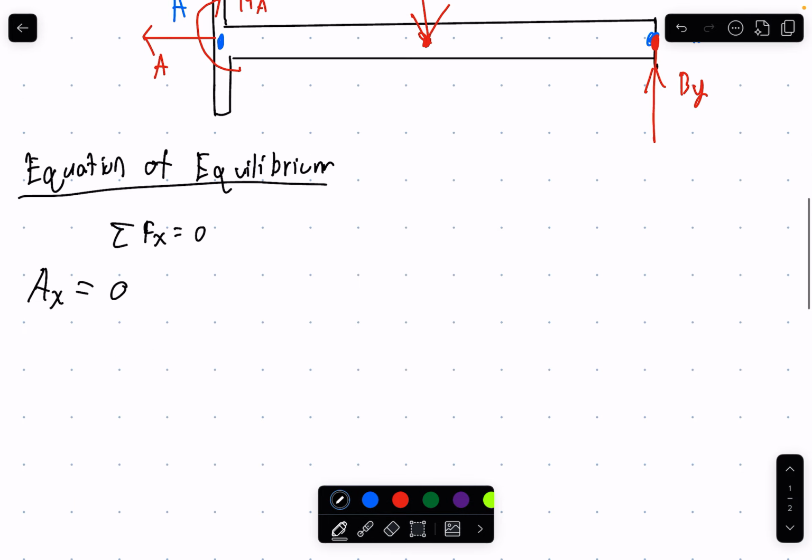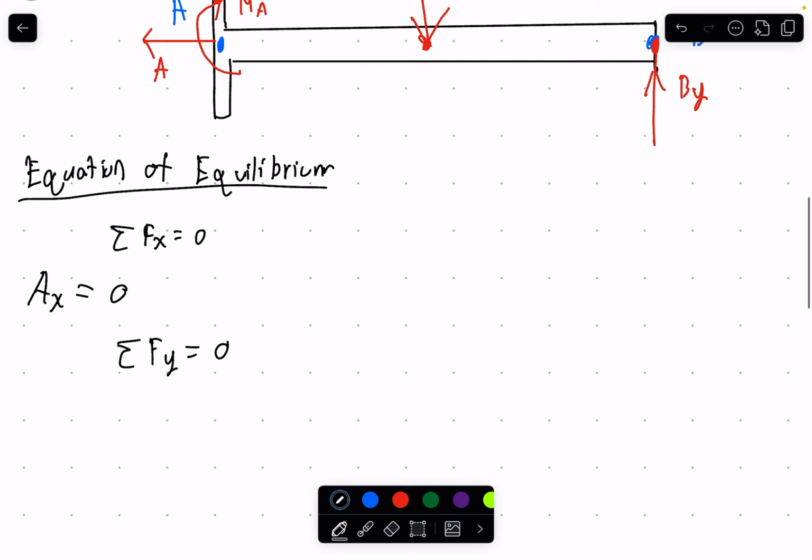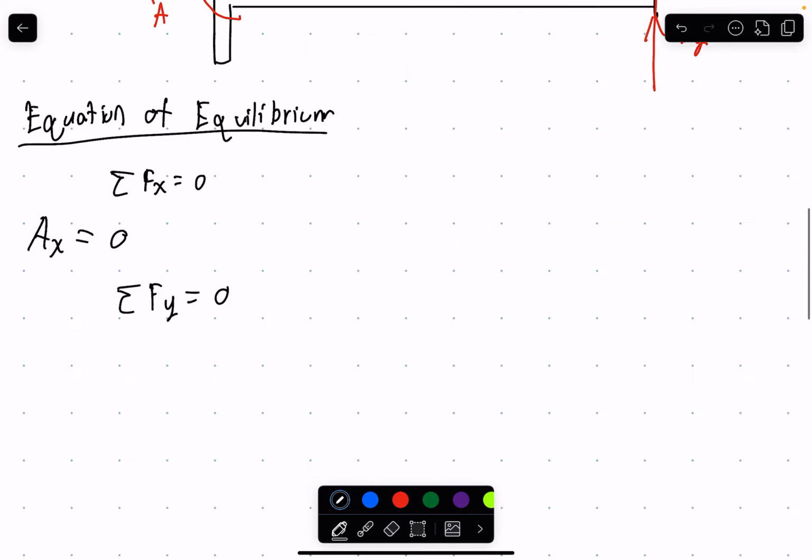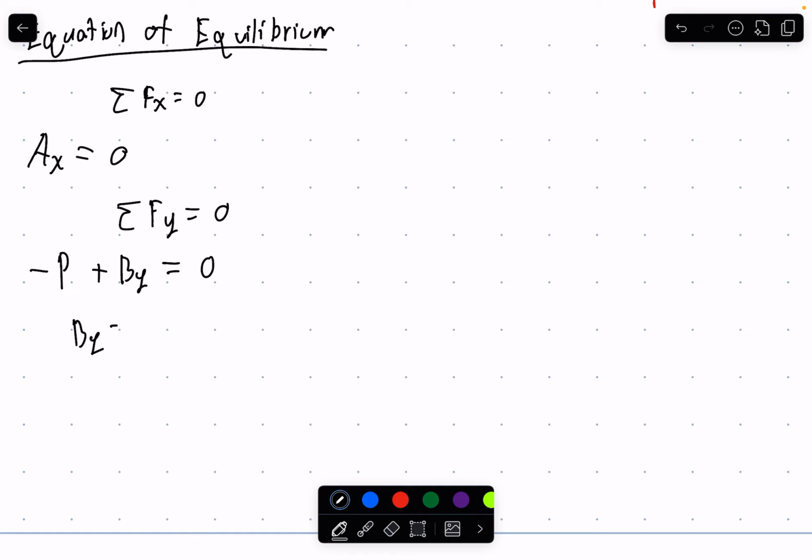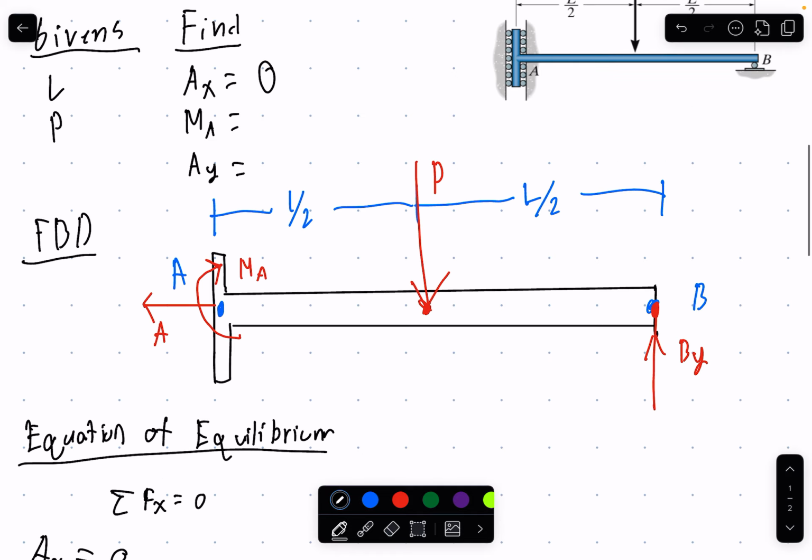Now we're going to move on to summing the forces in the y, set equal to 0 because this beam's at rest. The first force is going to be P, acting in the negative direction. The only other force acting in the y is going to be By. Set that equal to 0, and we get that By is equal to P. We know that P is one of our givens right here, so we can have our final answer be in terms of that P. So that's going to be simply P.